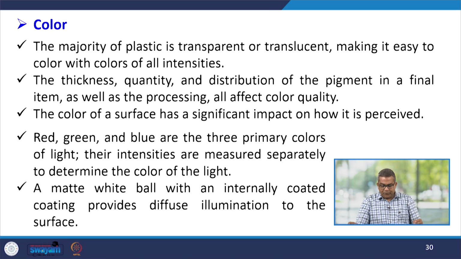Let us talk about the color. The majority of plastic is transparent or translucent, making it easy to color with colors of all intensities. The thickness, the quantity and the distribution of the pigment in a final item, as well as the processing, all affect the color quality. The color of a surface has a significant impact on how it is perceived. Red, green and blue are the three primary colors of light. Their intensities are measured separately to determine the color of light.